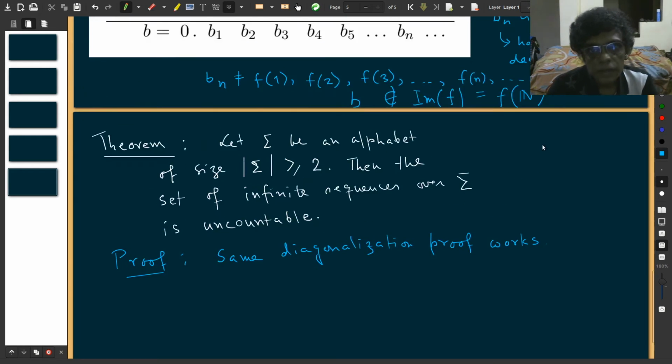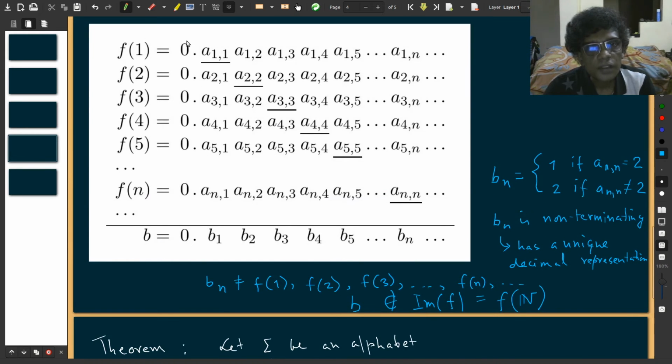Okay, in other words, F1 is a sequence. Now forget that 0 point, this thing. Some sequence like this, F2 is a sequence like this, F3 is a sequence like this, Fn is a sequence like this. Then I construct a sequence by forcing this to be different at this position, this to be different from this at this position, this to be different from this at this position, and so on.